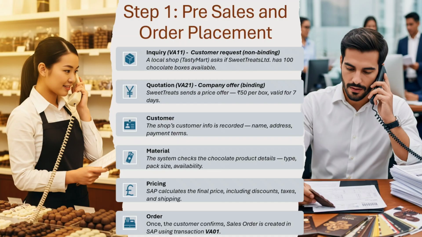So what happens next? TastyMart reviews the quotation and says, yes, we confirm the order. Once TastyMart confirms the quotation, SweetTreats Limited creates a sales order using the transaction VA01 in SAP. The order includes the customer and shipping information, the confirmed product quantities, the final price and taxes for the chocolate boxes, and the delivery schedule. So this marks the official start of the sales process.